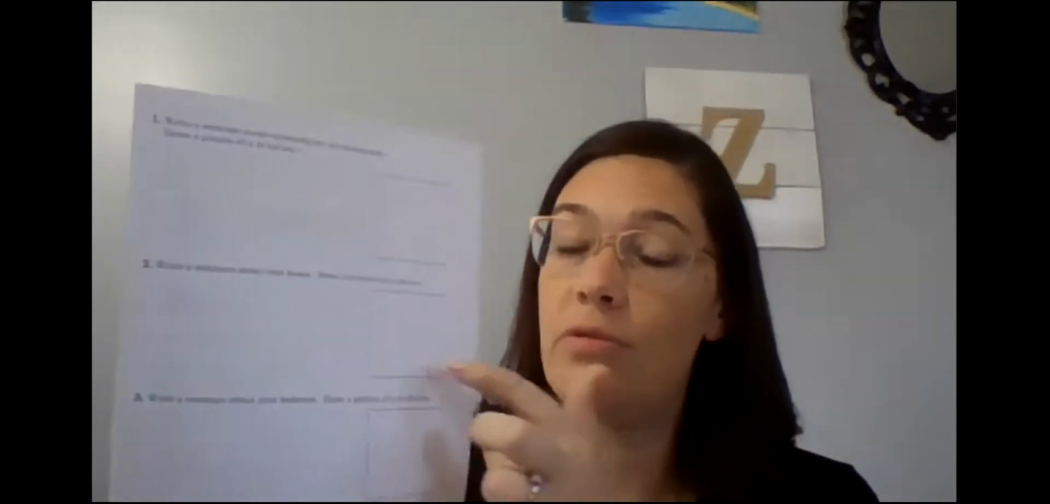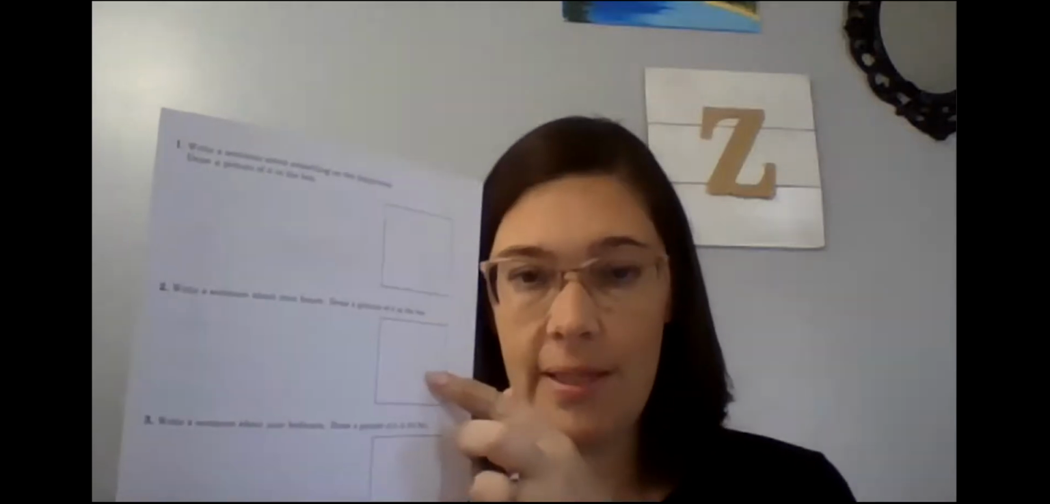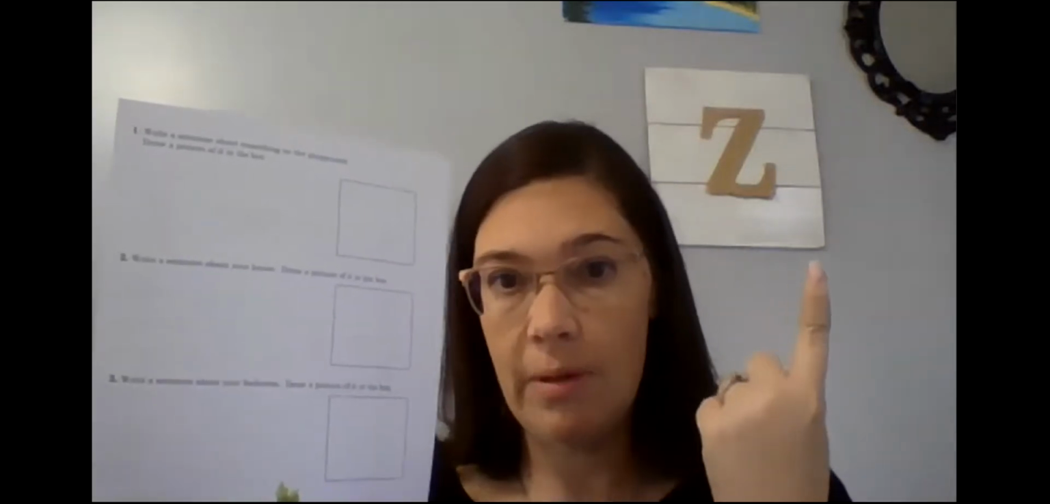Here, write a sentence about your house. Draw a picture of it in the box. You might say, my house has 10 windows. You can draw a picture of a house with 10 windows. Okay, just one sentence. That means 1 capital letter, 1 period.